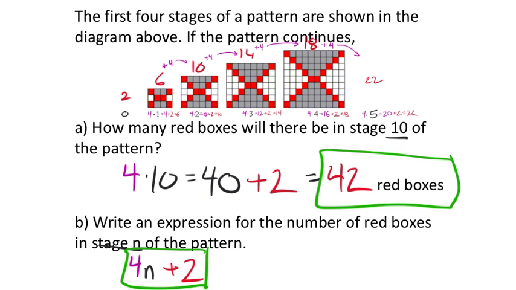So now that we have the expression, and it didn't ask for this, but if it said, you know what, how many red boxes would be in stage 100? Because I don't want to draw that. But it'd do 4 times 100, 400 plus 2, 402, boom. Could you do 70? Sure you could. You could do 70, you could do 1,000,000, you could do, I don't know, stage -10, whatever. But this expression now becomes a formula for this diagram. There we go.